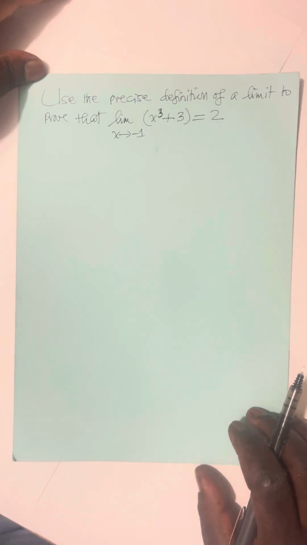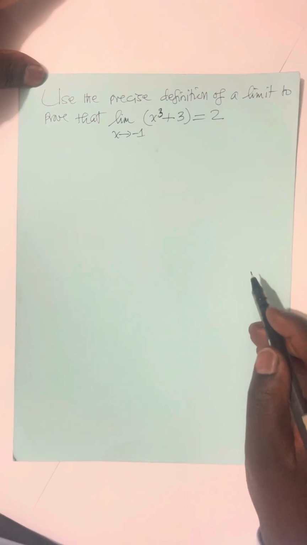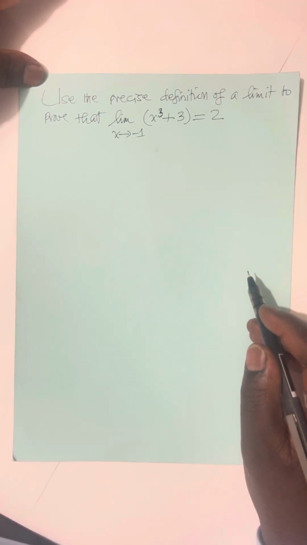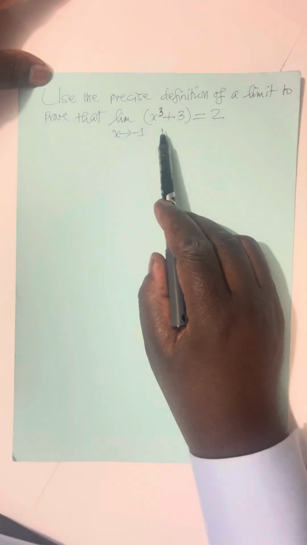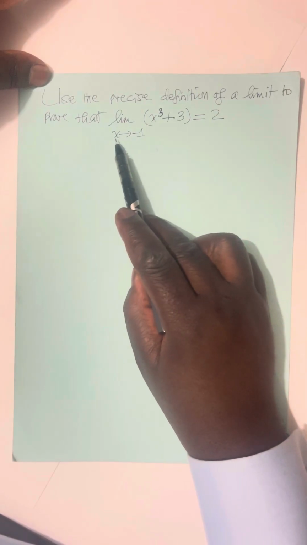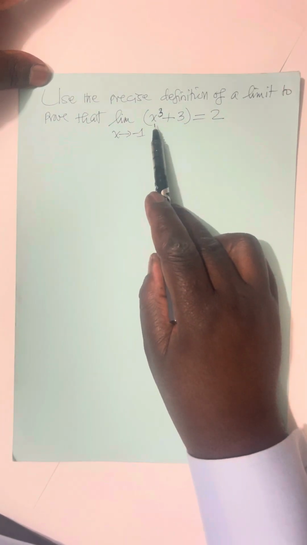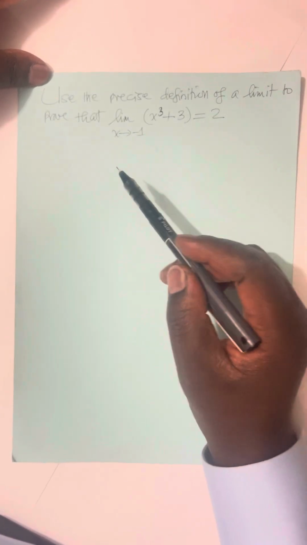Hello everyone, welcome to another video on Calculus 1, and I'm still focusing on the precise definition of a limit. Today I'm focusing on the cubic function. My cubic function is x cubed plus 3. I'm required to prove that the limit as x approaches minus 1 of x cubed plus 3 is equal to 2 by using the precise definition of a limit.